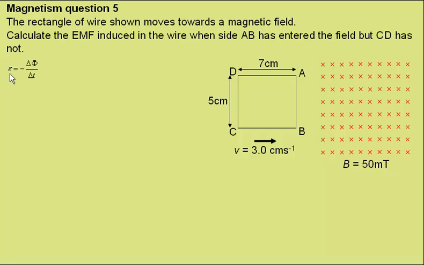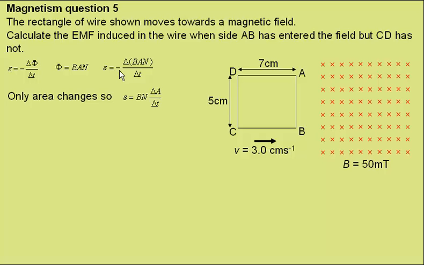For this we can use the EMF is equal to minus delta phi by delta t, where phi is the magnetic flux. The magnetic flux in this case is given by the magnetic flux density B multiplied by the area A multiplied by the number of turns N, being 1 in this case. So we can write that EMF is equal to minus delta BAN by delta t. But the minus sign just gives the direction of the EMF according to Lenz's law, so I'm going to ignore it from now on and just find the magnitude.